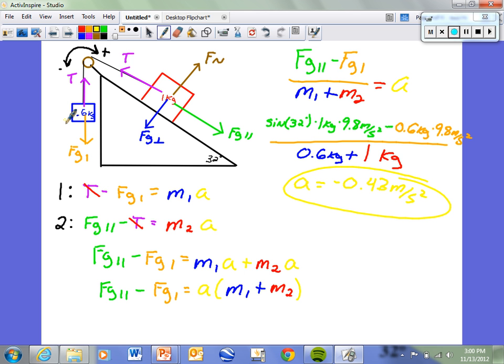That's the way it's going to accelerate. To solve for tension, I can plug back into either one of these equations, and I can solve for T. And if I do that, you should find that your tension is 5.6 newtons. Just have to plug your a back in to either this tension or this tension to solve. And that's blocks and ramps.